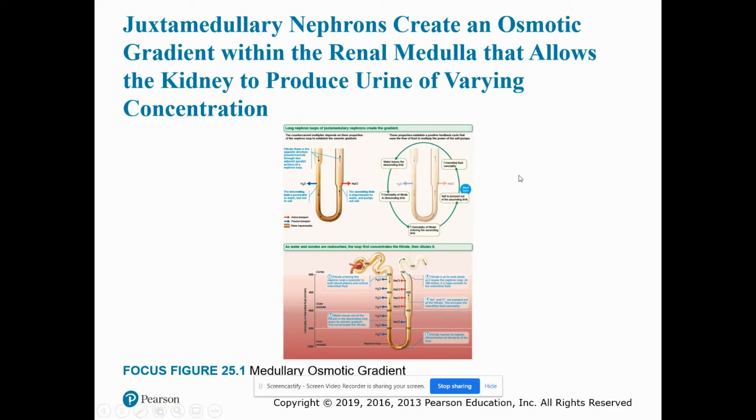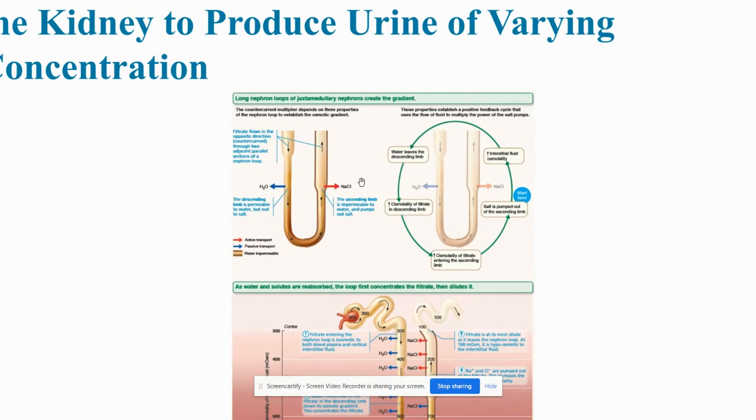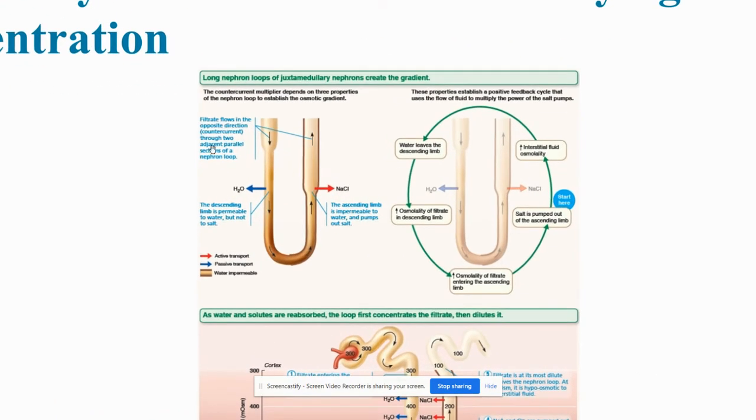So let's look at this. First, we have the filtrate going in opposite directions, right? The descending limb is going down, the ascending limb is going back up. In the descending limb, water is leaving. It's permeable to water, but not salt. In the ascending limb, it's permeable to salt, but not water. So let's look at this. This is a positive feedback mechanism.